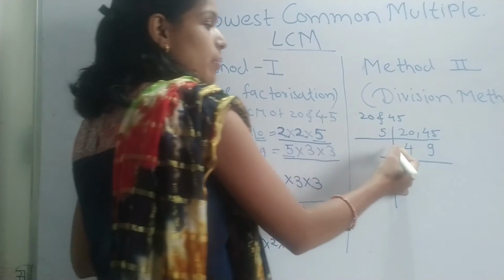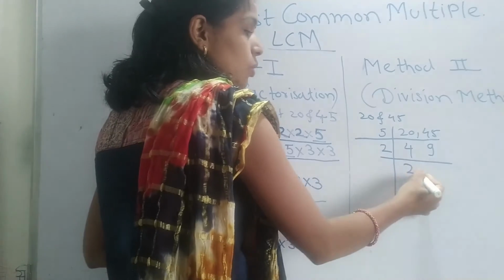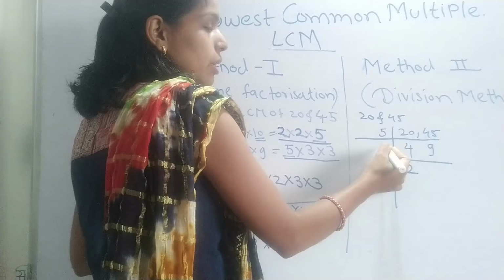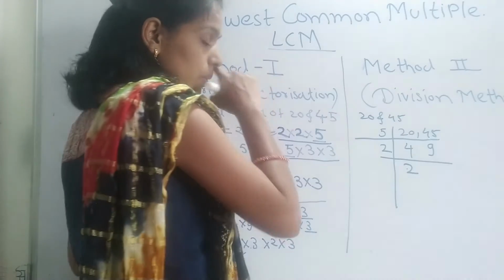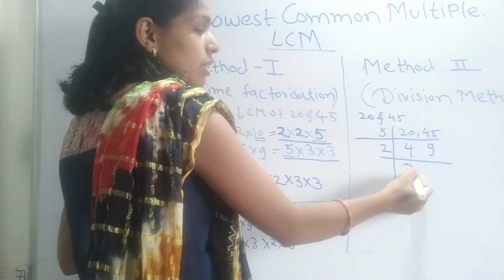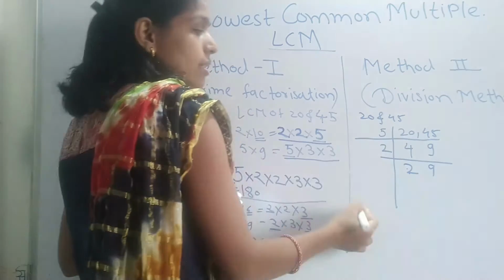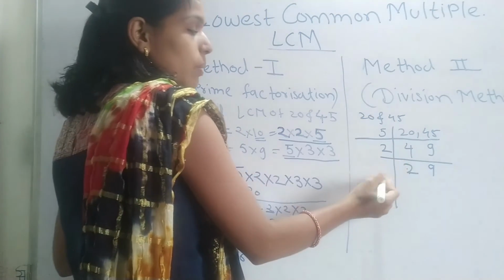4 is divisible by a prime number, 2. 2 2s are 4. If I divide 4 by 2, I get the quotient 2, and that quotient I have written here. This 9 I am writing as it is. Okay, still the division by 2 completes.